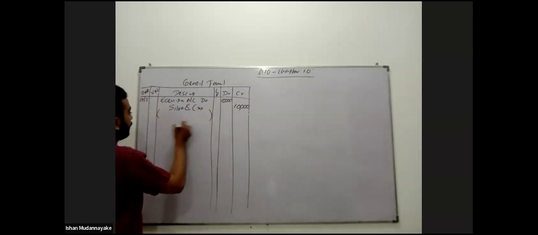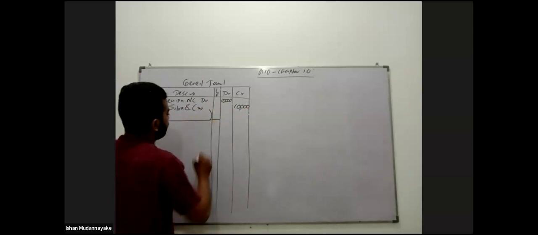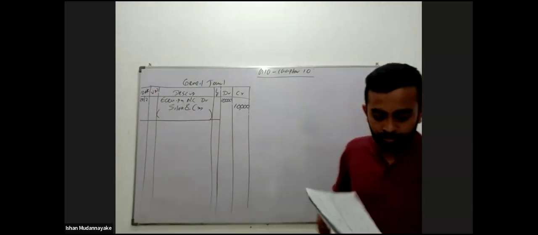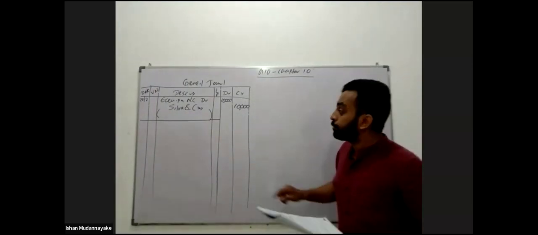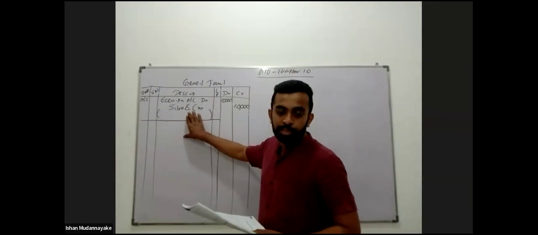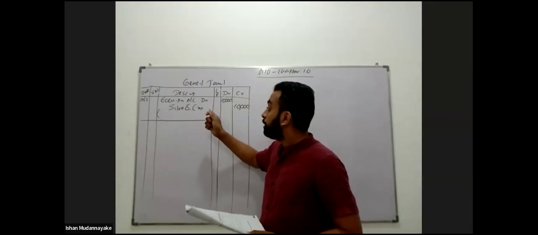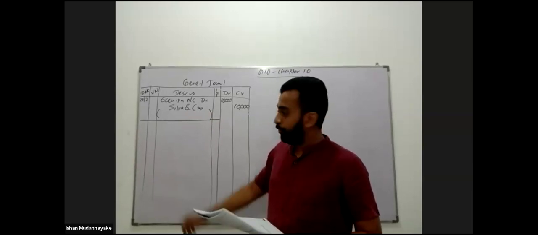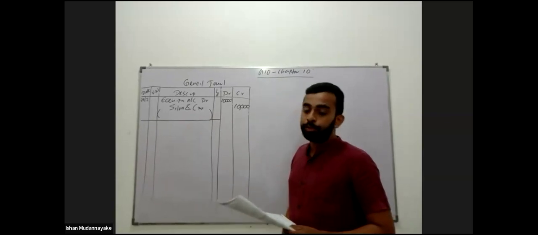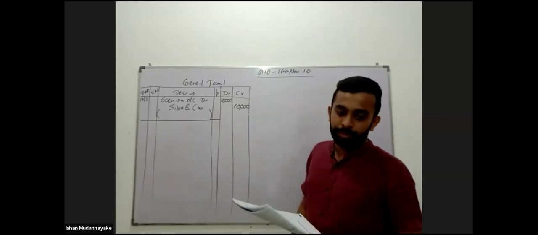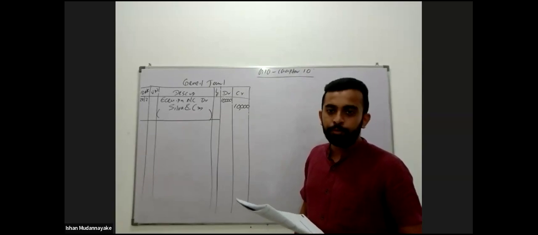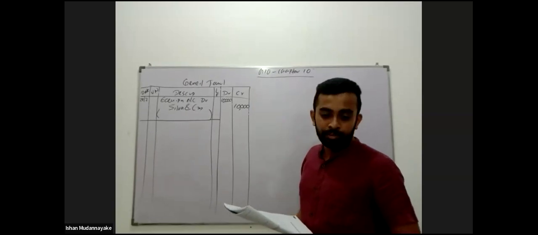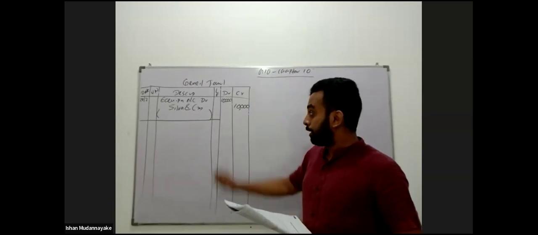And then you need to write down the narration here. How to write the narration? Narration means a small description regarding the transaction. We can write: purchase of 10,000 worth of equipment from Silva and Company. You need to write down a small narration. Why? Now we record different transactions in the general journal. Therefore, we need to write the narration.